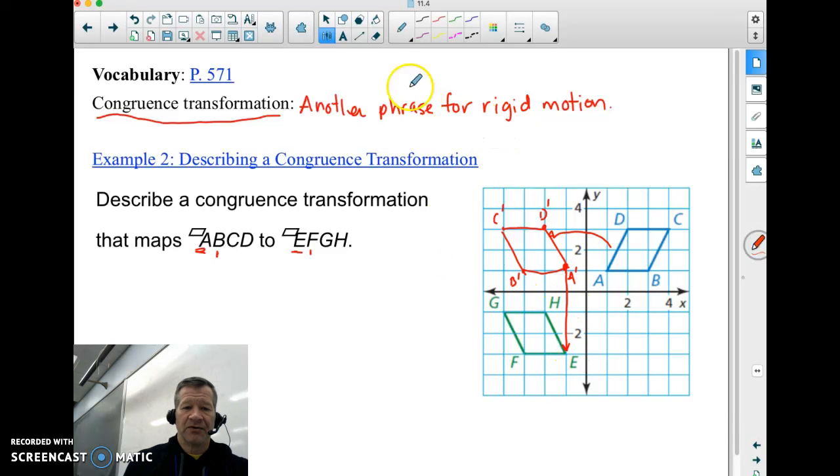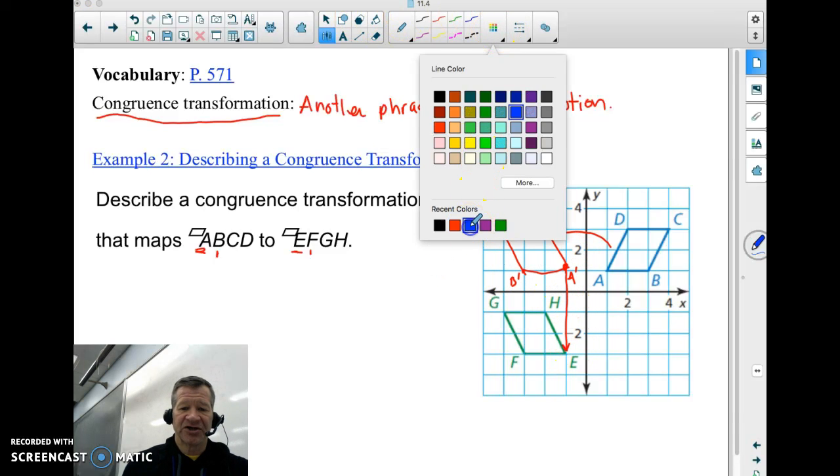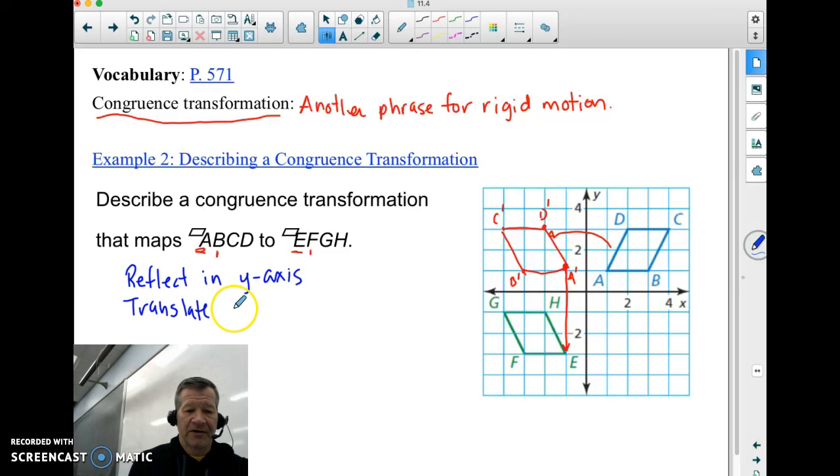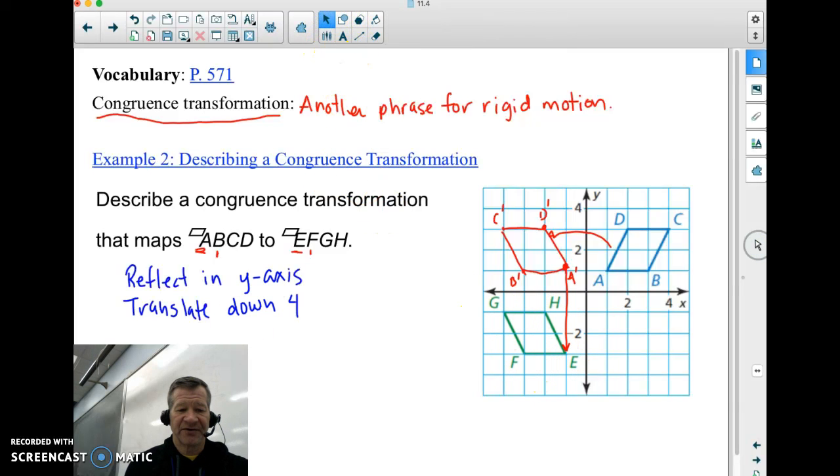So what I'm going to call my congruence transformation here is, first we did a reflection in the y-axis. After that, we translated the figure down 4. And that's how we got ABCD to map onto EFGH. And that is our congruence transformation for example 2.